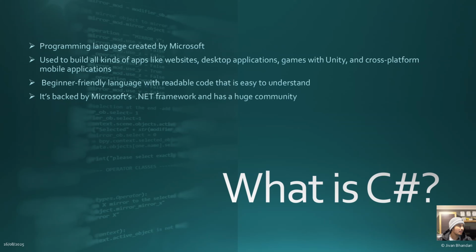C# is a programming language created by Microsoft, and this programming language is used to build all kinds of apps like websites, desktop applications, games with Unity, or even cross-platform mobile applications that can run on Android, iOS, desktop applications, and others. It's a beginner-friendly language with readable code, and it is easy to understand as well. And mainly it's backed by Microsoft's .NET framework and has a huge community.